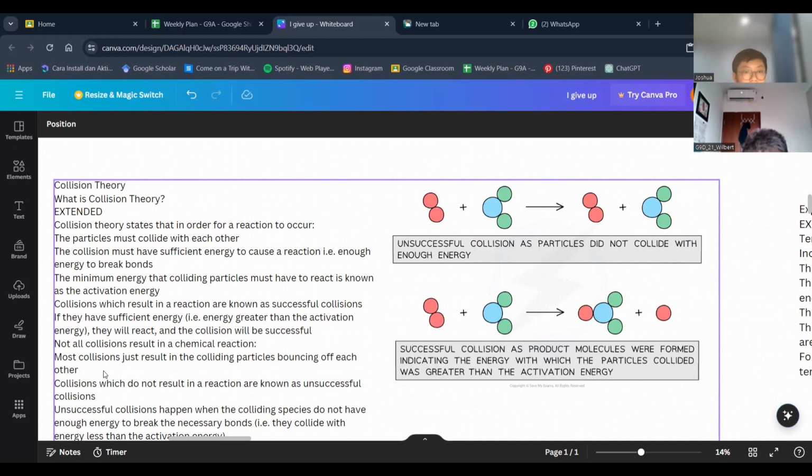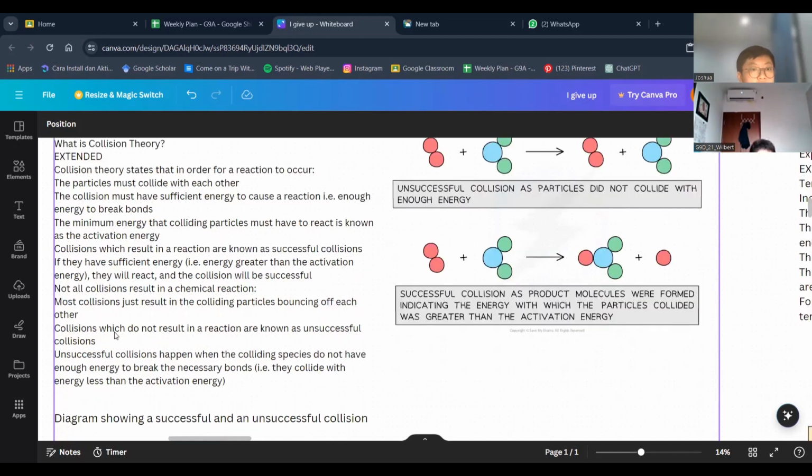But not all collisions result in a chemical reaction. Most collisions just result in the colliding particles bouncing off each other. An example is in the air: although there are many types of gases, they don't all collide with each other and combine to change. They just bounce off each other, similarly to what we learned in physics. And collisions which do not result in a reaction are known as unsuccessful collisions, like the one at the top right. Unsuccessful collisions happen when the colliding species or particles do not have enough energy to break the bonds.